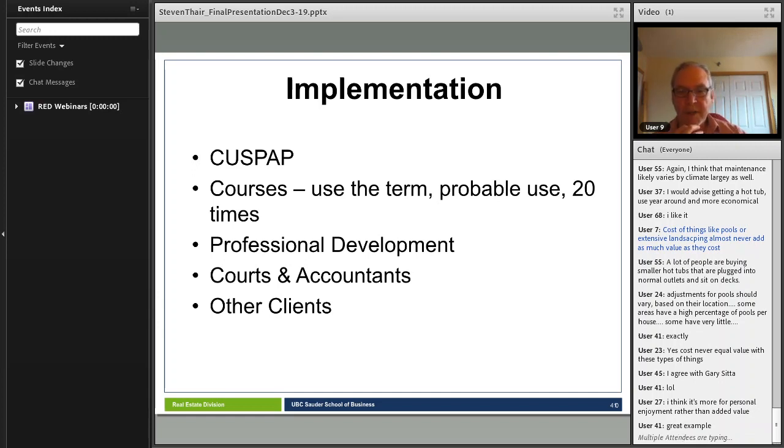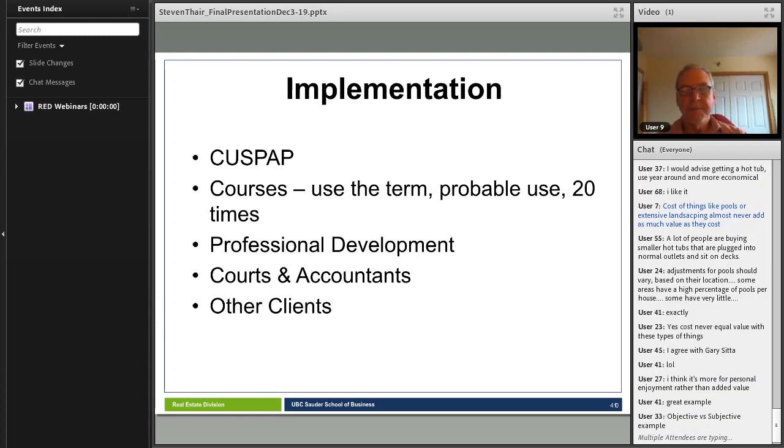And then Heather says, I think it's more for personal enjoyment rather than added value. And that's a good possibility too. As I mentioned, there are some things that don't add to the value, but they add what we call sizzle. Okay, thank you very much for your input. I really appreciate it.